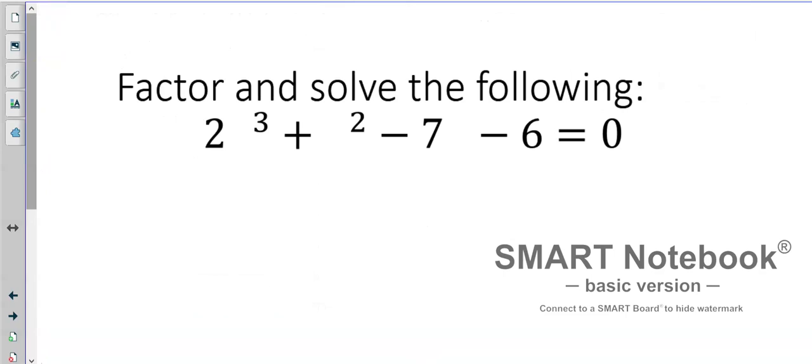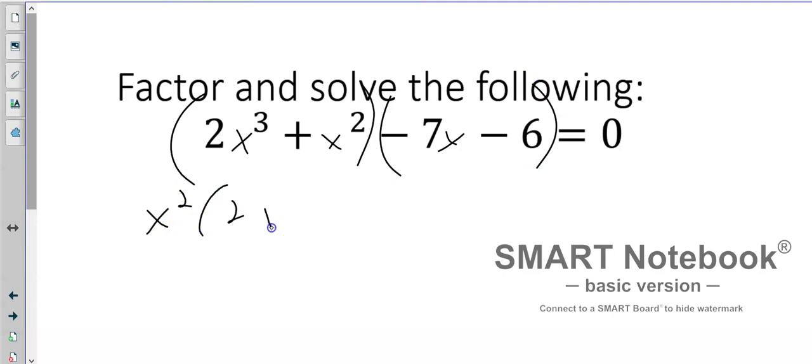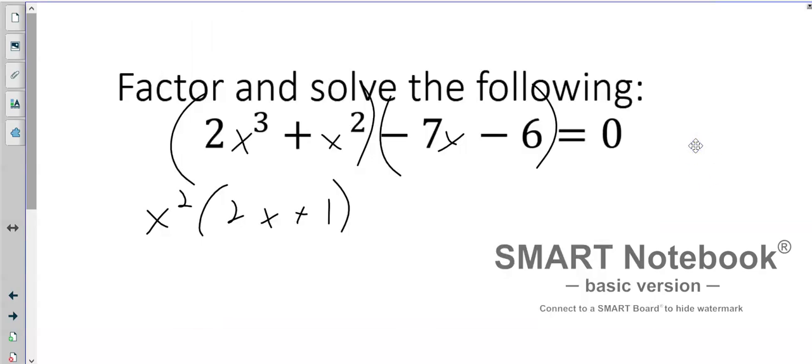All right. This didn't copy for some reason also, so this is factor and solve. So factor by grouping, all right? So the most we can take out here is x squared, 2x plus 1. All right. Remember, we can write 2x plus 1 right here ahead of time. And now we just ask ourselves, negative 7 divided by what is 2? Well, that's negative 3.5. But negative 6 divided by negative 3.5 is not 1. So that doesn't work. So factoring doesn't work.